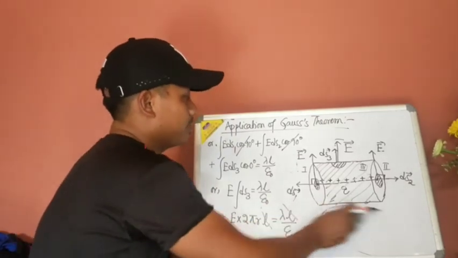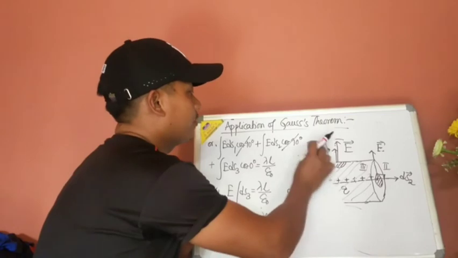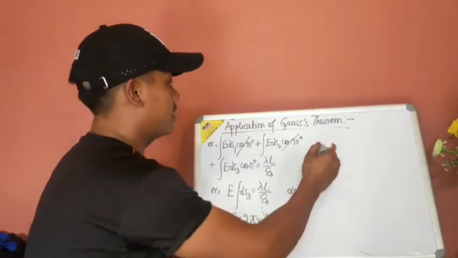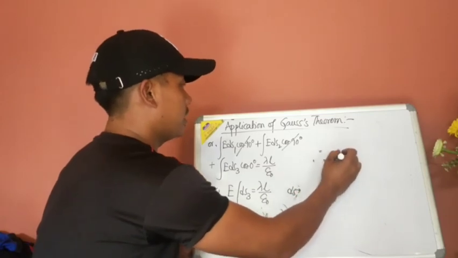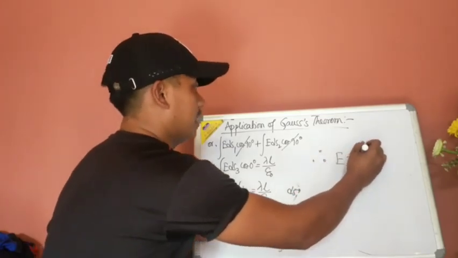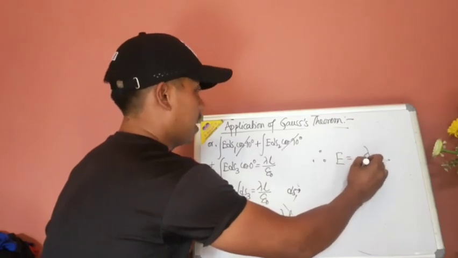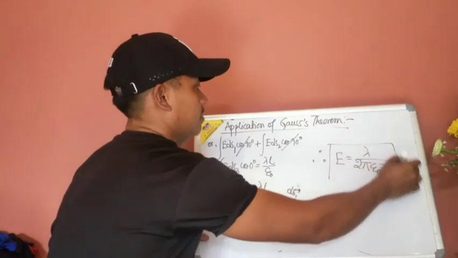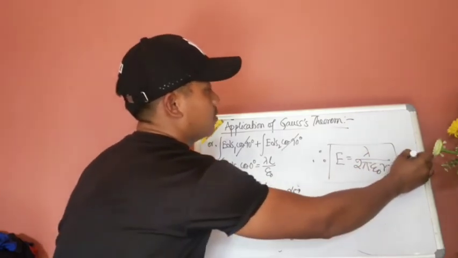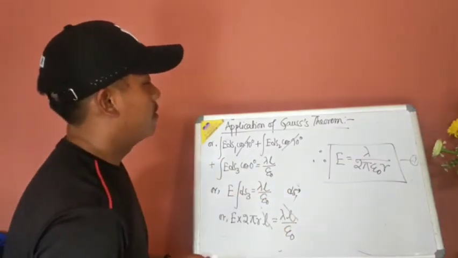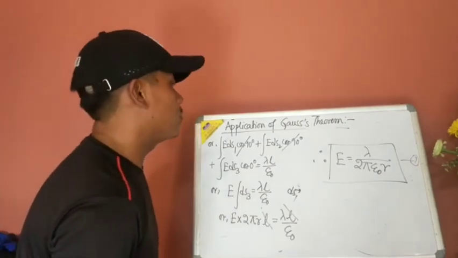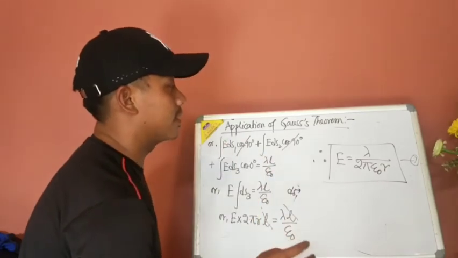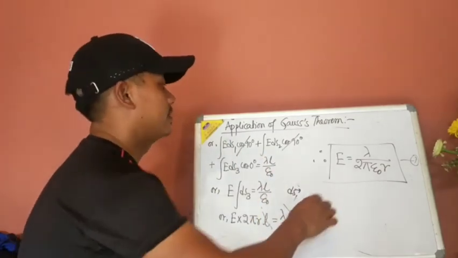So your final expression for the electric field due to the linear straight wire will be E equal to lambda by 2 pi epsilon naught r. So this is the final expression for the electric field due to a straight linear conductor. Right? This completes your problem.